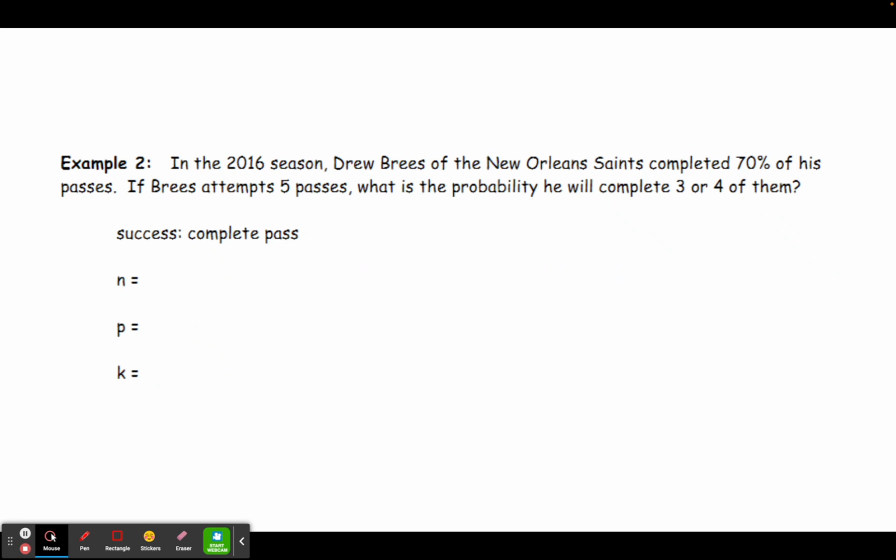Now in example 2, this is a good example of when the calculator shortcut will come in handy for us. This one says if he attempts 5 passes, what is the probability he will complete 3 or 4 of them? So N is still 5, P is still 0.7, but K now is going to be either 3 or 4. And we know that when we see "or" in probability questions, "or" means add. So we're going to have to calculate 2 separate probabilities and then add the results together.